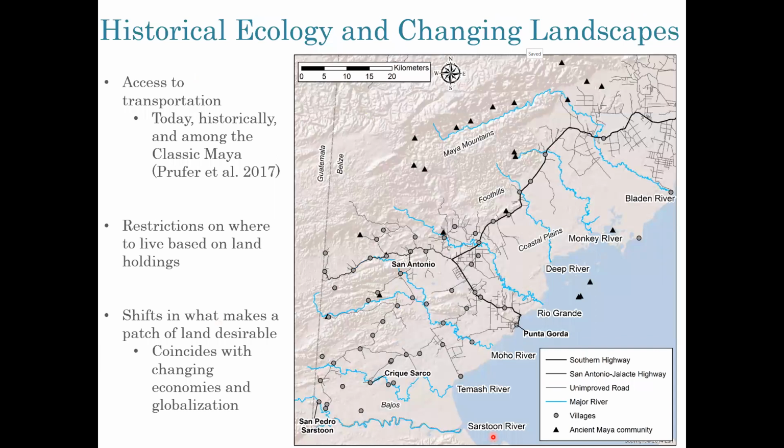So in general, we notice that things like access to transportation is important to Maya communities. That seems to be the case today, historically, and it's also been documented among the classic Maya of southern Belize. But we also note that there are restrictions on where people could live based on these different land holdings, things like preserve areas, private estates, and village reservations or different reservation systems. And it seems that there are shifts in what makes a patch of land desirable. This coincides with changing economies and globalization, the establishment of new infrastructure, including electricity and roads, that impacts where people want to live and how that's changed through time from the 1880s to present.